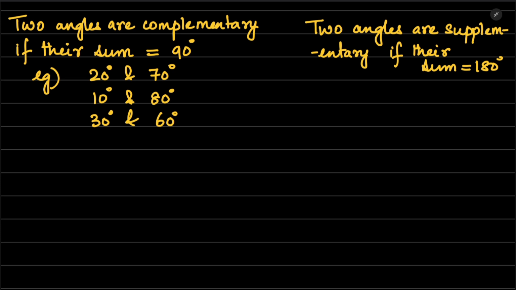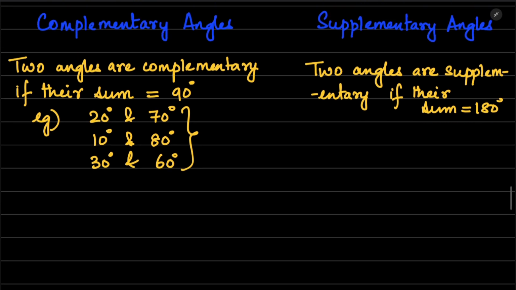But if the sum is not 90 degrees, if it is greater than 90 degrees or not equal to 90 degrees, then they are not complementary. This is something which you have to remember. Only if the sum of the two angles is equal to 90 degrees, only then can you say that these angles are complementary angles. Otherwise, no.